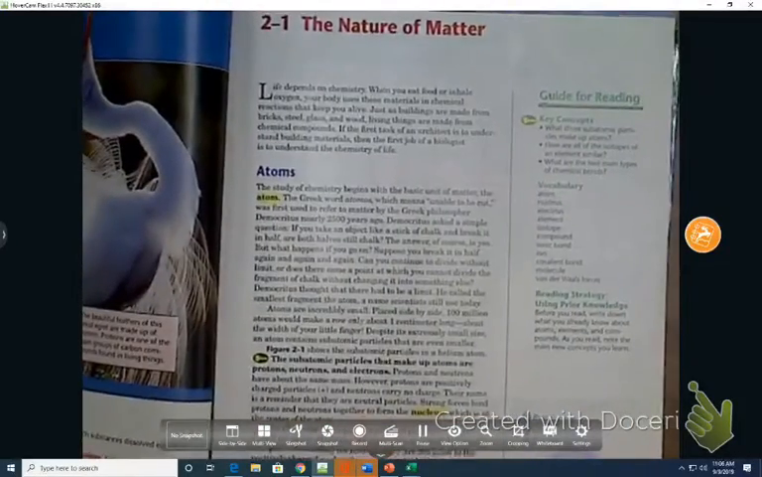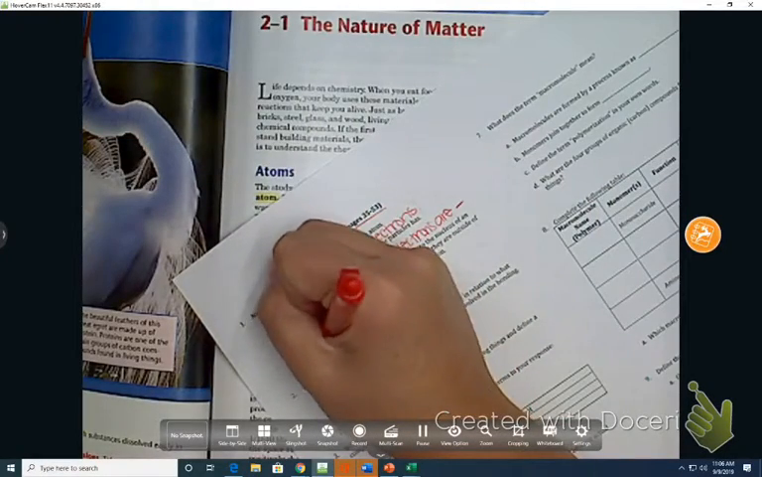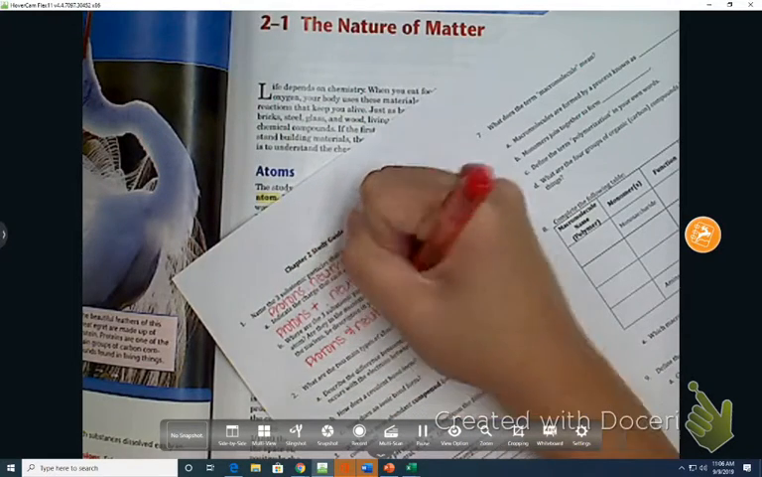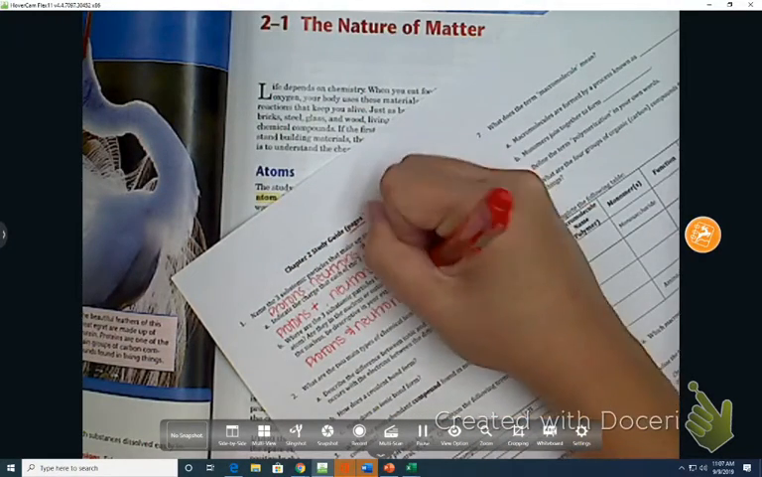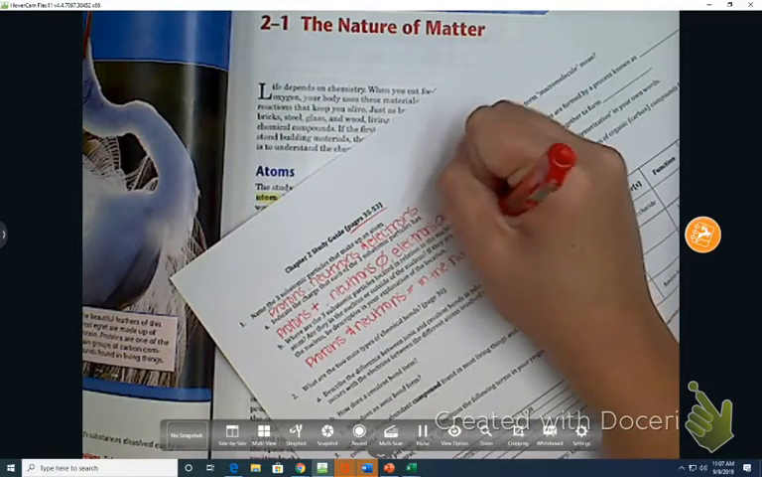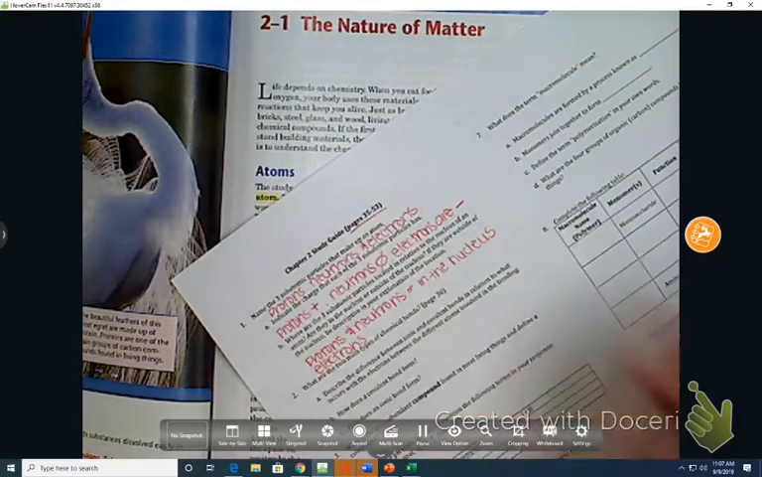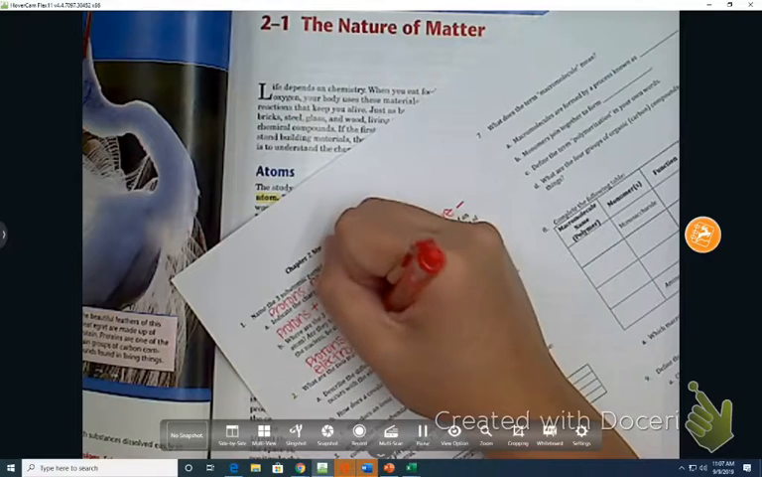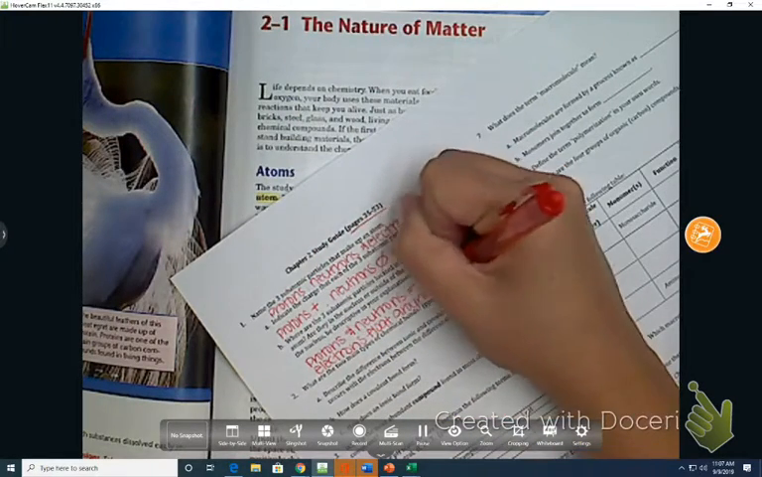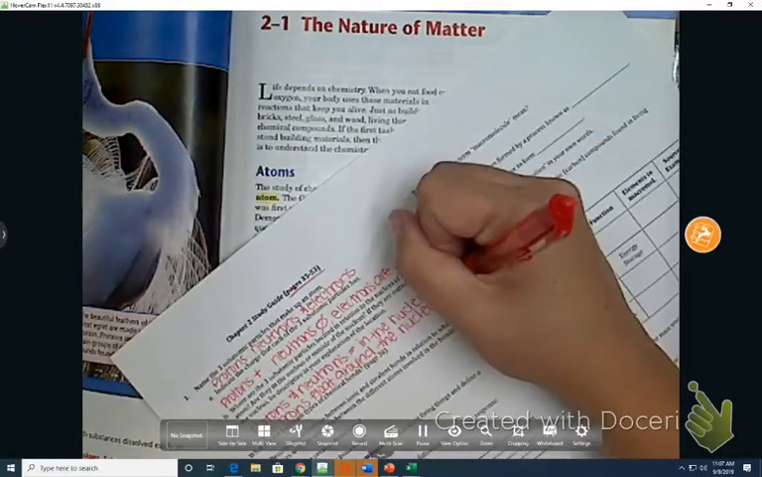So we know for our first one that the protons and neutrons are in the nucleus, and the electrons float around the nucleus in clouds.